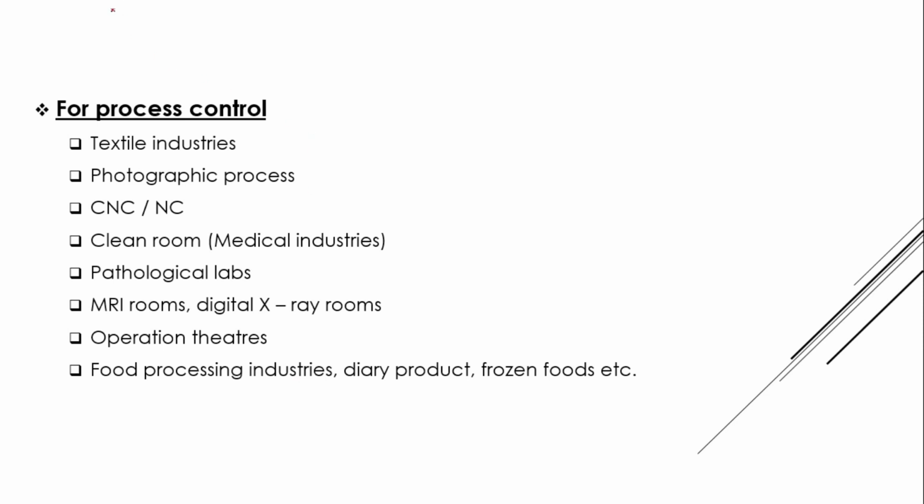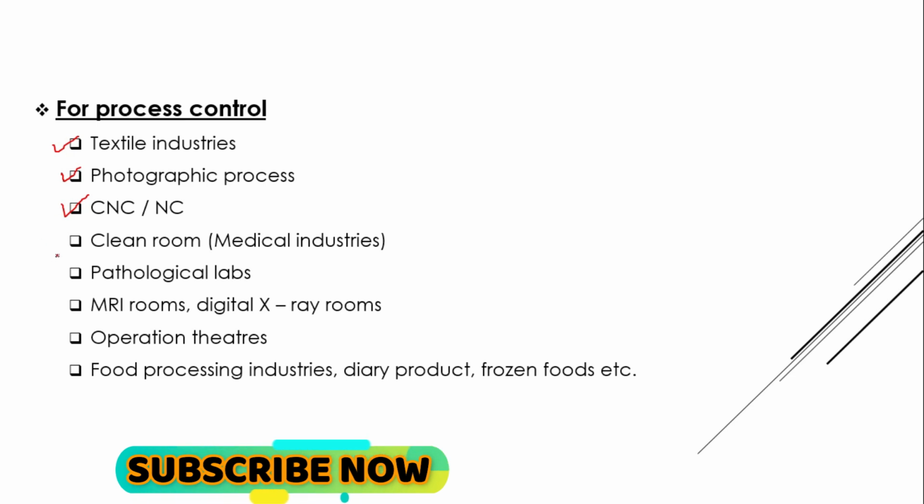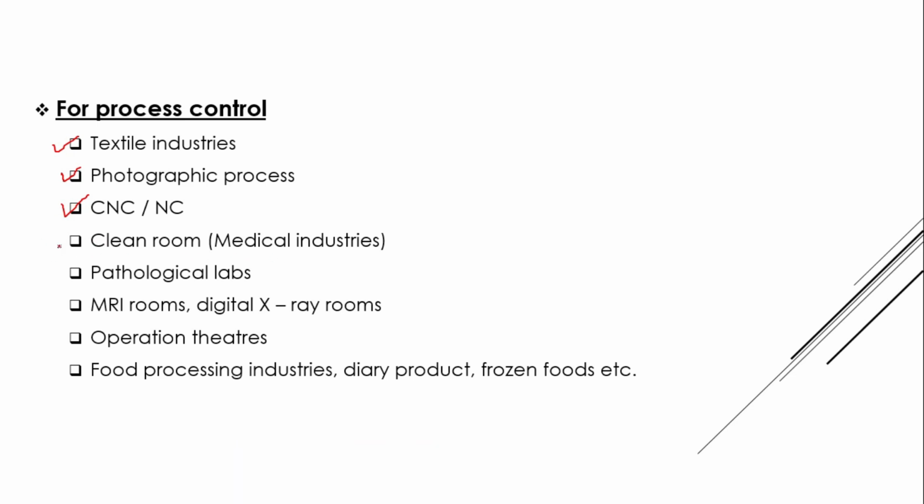For process control, we are using HVAC in textile industries, photographic processes, CNC, and clean rooms. Clean room is nothing but the medical industries. We also use this HVAC system in pathological labs, MRI rooms, digital X-ray rooms, etc. Then operation theaters, we also use HVAC. Food processing industries, dairy products and frozen food, etc. We use the HVAC system for process control in these sites.